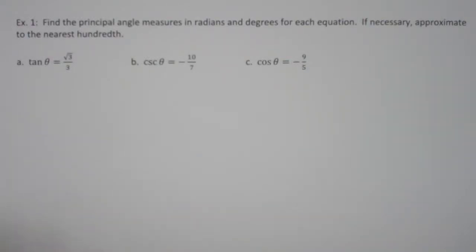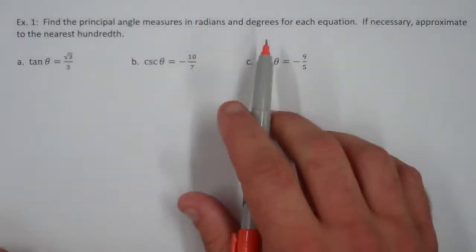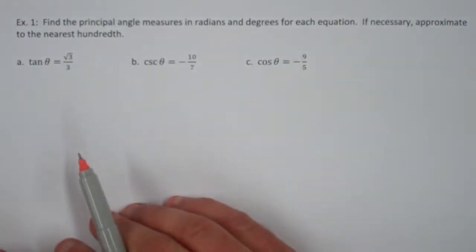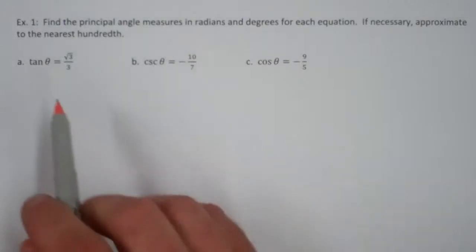In this example video, we're going to be looking at some inverse trigonometric functions to help us find the values of theta here. The instructions say find the principal angle measures in radians and degrees for each equation. If necessary, approximate to the nearest hundredth. Let's take a look at the first one together.